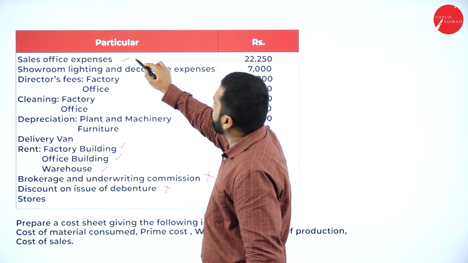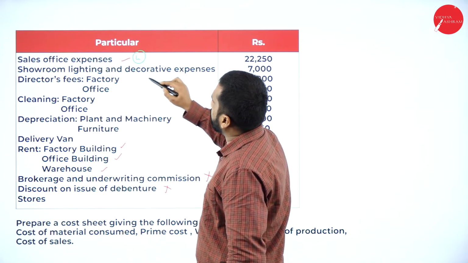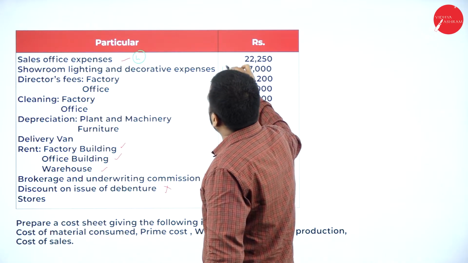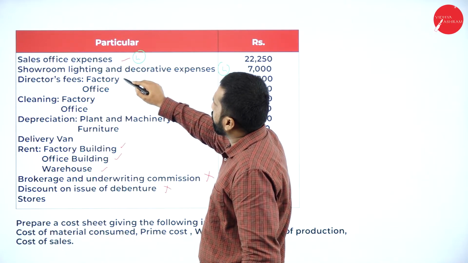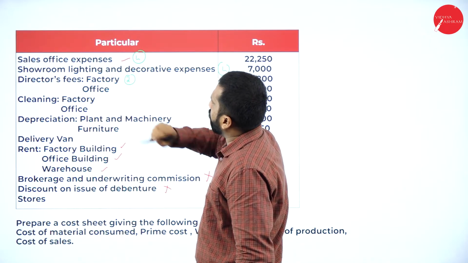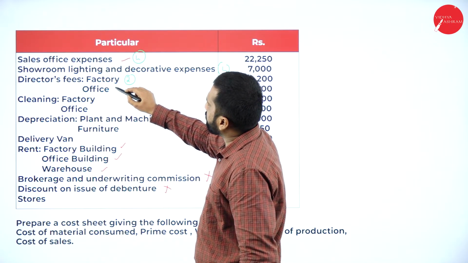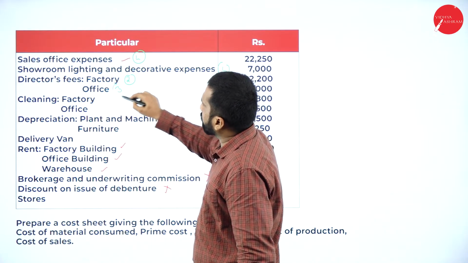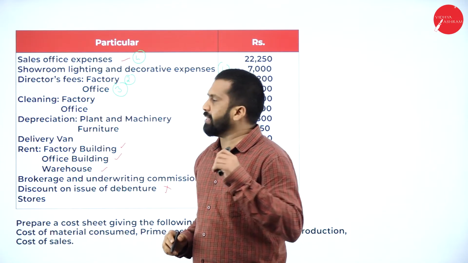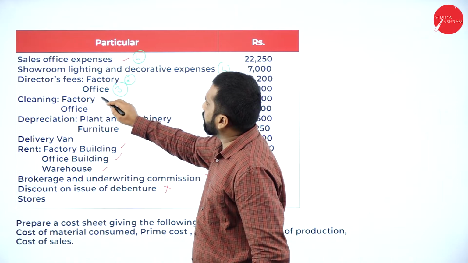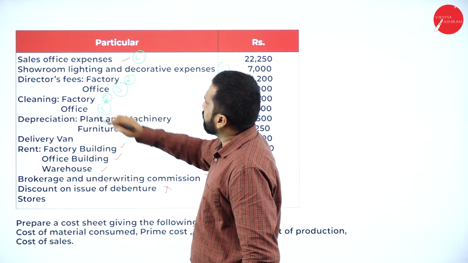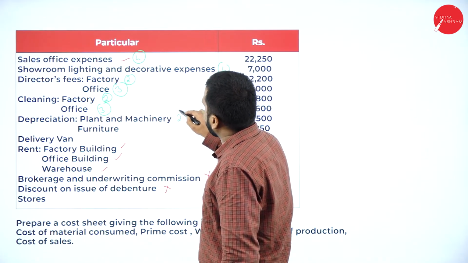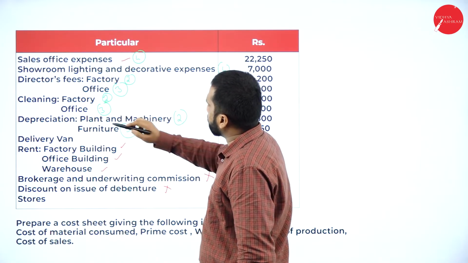come under 4. Showroom lighting and decorative 4. Director fees: factory comes under 2 and office comes under 3. Cleaning charges: factory comes under 2, office comes under 3. Depreciation of plant comes under 2, furniture comes under 3.